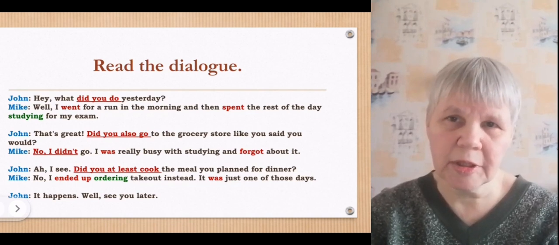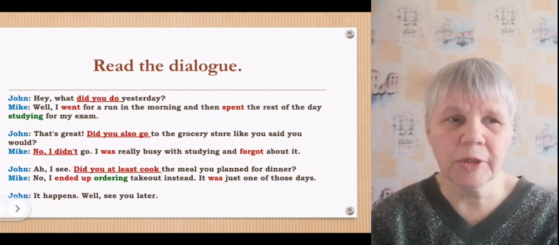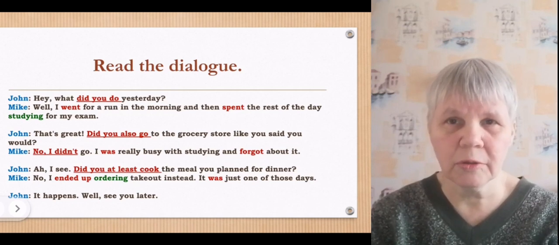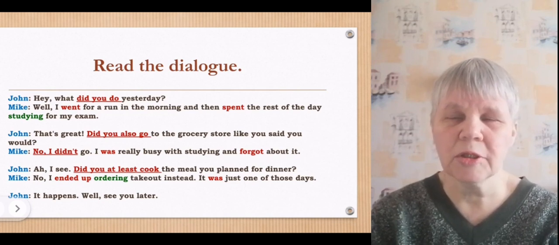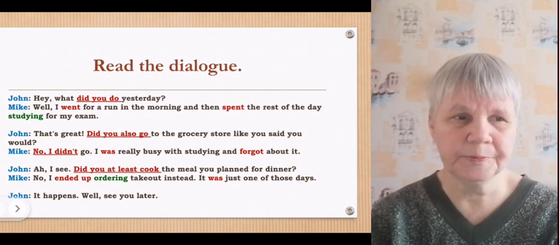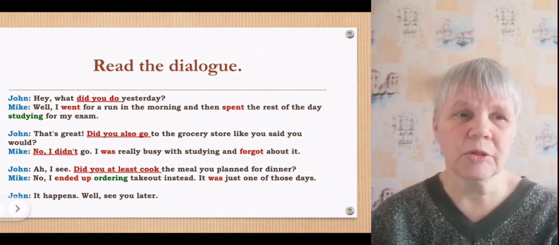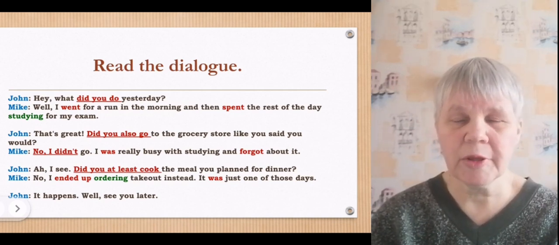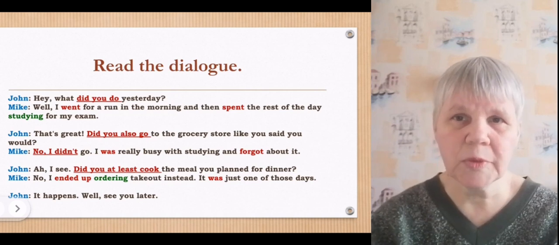We usually use an auxiliary verb did with questions, and if we have an auxiliary verb did, then we use the first form of the verb. So the questions: what did you do? Not did you did, but did you do? Did you also go? Did you at least cook? So pay attention once more to the questions. Take as much time as you need, and I think it's necessary to read the dialogue once more, this time without my help, just to remember some things about what John and Mike are talking about. Yes, so please do it.